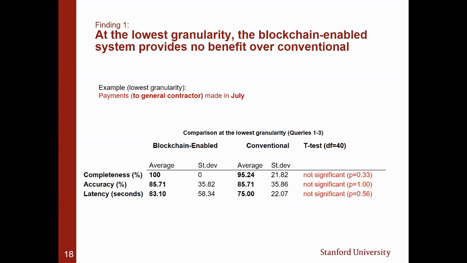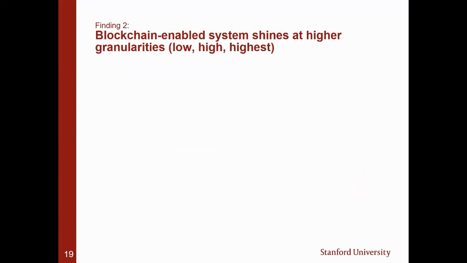It basically means you're not going to be more accurate, more likely to retrieve the information, and it's going to take you the same amount of time. You see, we actually use a t-test to make that comparison. Interestingly, if you increase the granularity of your queries, so that's low, high, and highest, then you see blockchain starts to shine.